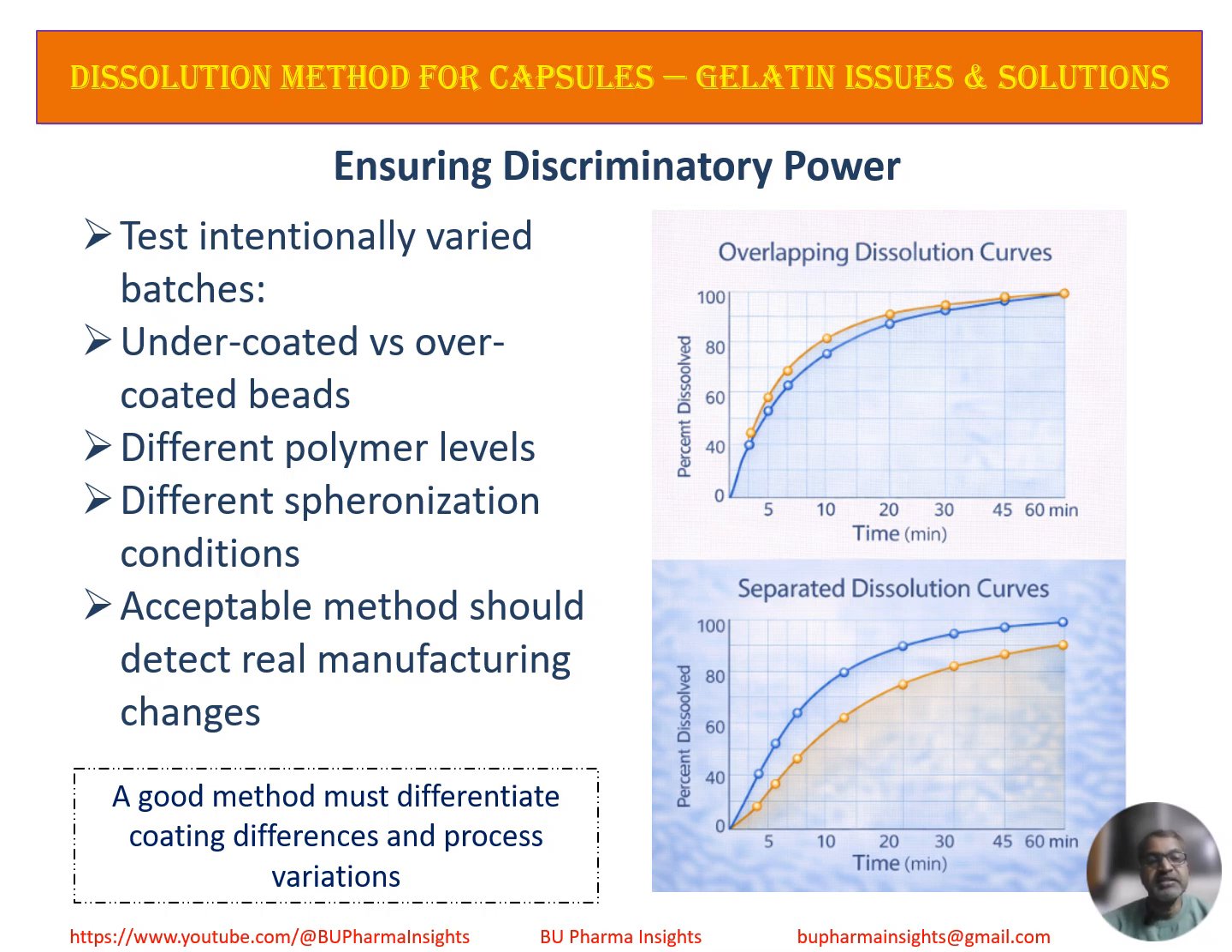To prove this, we intentionally test challenged batches such as undercoated versus overcoated beads, batches with different polymer concentrations, and pellets made under different spheronization conditions. A scientifically designed method must clearly separate these variants, showing slower or faster release where expected. It must detect real manufacturing changes. If your method cannot see these differences, it is not truly discriminatory. A good dissolution method protects patients and satisfies regulators.